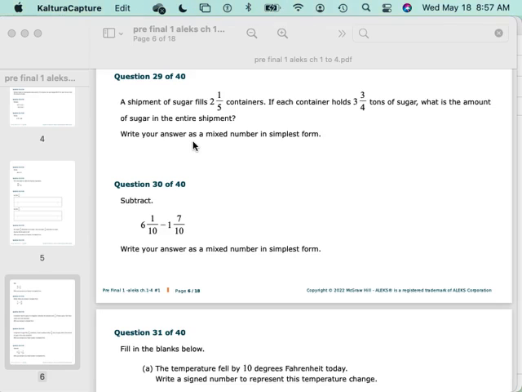A shipment of sugar fills 2 1/5 containers. If each container holds 3 3/4 tons of sugar, what is the amount of sugar in the entire shipment? Okay, so we know how many containers we have, and we know what each container holds. What are we going to do? What's our operation?